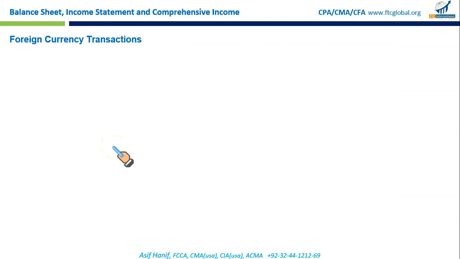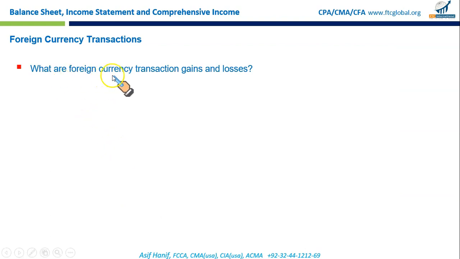Next we have foreign currency transactions. What are foreign currency transactions gains and losses? Foreign currency transactions gains and losses happen when a company trades with a foreign company, any other company that it doesn't own. It's not my company. Let's say I am a company X. I trade with the company Y in a foreign country. I don't own that company Y. So such transactions, such trade result in foreign currency transactions.